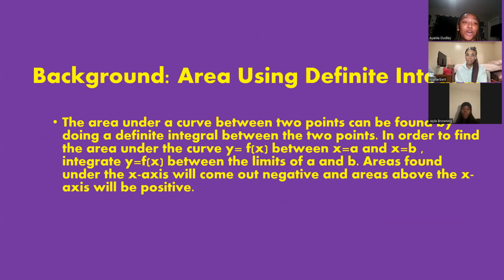So here, to go into more depth about our topic, here is a little background. The area under a curve between 2 points can be found by doing a definite integral between the 2 points. In order to find the area under the curve y equals f of x between x equals a and x equals b, integrate y equals f of x between the limits of a and b. Areas found under the x-axis will come out negative and areas above the x-axis will be positive.